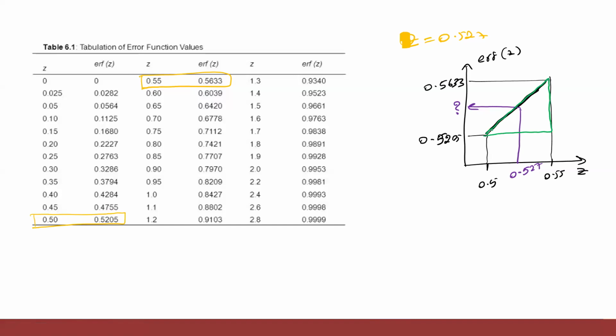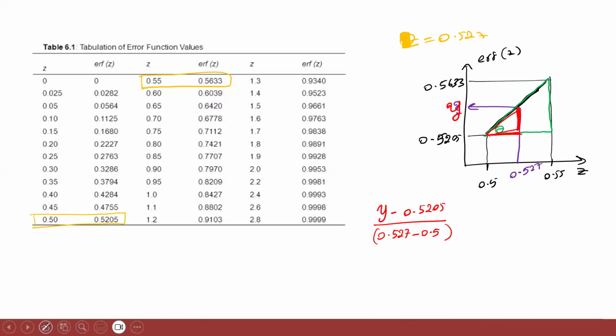Rise over the run is the slope, isn't it? This tan theta is the same. So if you consider this big triangle or that small triangle, both should be the same. So you can write rise over the run. If you consider the small triangle, just take this as y. Rise will be y minus 0.5205. Run will be what? This distance here, which is 0.527 minus 0.5, isn't it? Is that right?